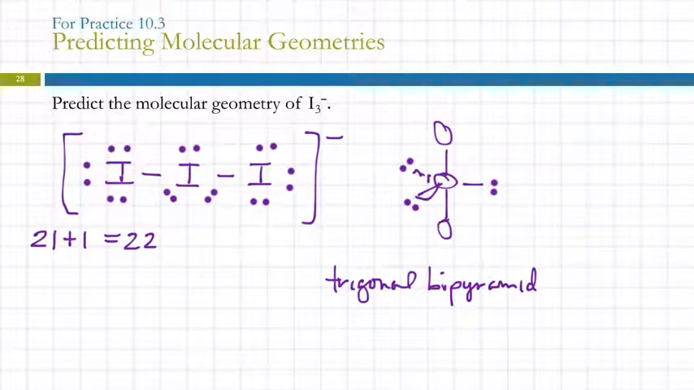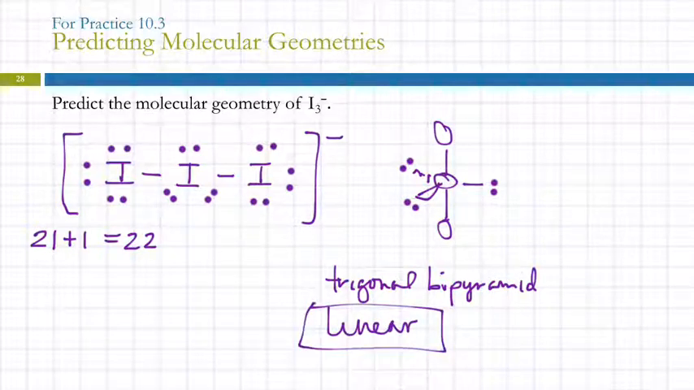Because there's more room. And then we describe the shape of just the atoms. What's that going to be? Linear. So linear is the molecular geometry. You have to look at the Lewis structure and the electron geometry before you can go to the molecular geometry. Okay?